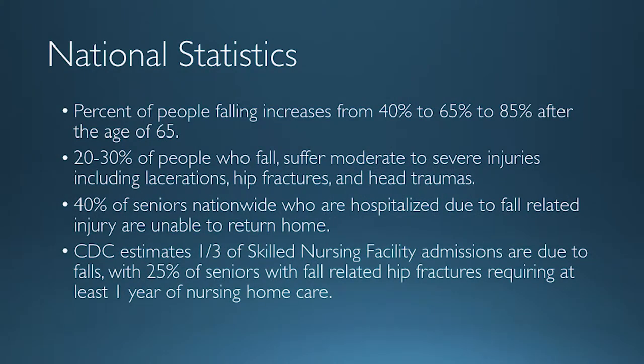So looking at statistics, national statistics show that the percent of people falling increased from 40 to 65 to 85% after the age of 65. 20 to 30% of people who fall suffer moderate to severe injuries, including lacerations, head injuries, hip fractures. 40% of seniors nationwide who are hospitalized due to a fall-related injury are unable to return home. The CDC estimates one-third of skilled nursing facility admissions are due to falls, with 25% of seniors with fall-related hip fractures requiring at least 1 year.